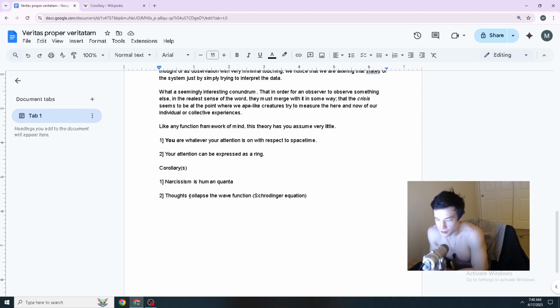Corollaries are narcissism as human quantia, which is this idea that in order for humans to interpret reality, we have to essentially layer it with a veil of narcissism just in order to begin to understand it. And then thoughts collapse much like a wave function. So one thought experiment that helped me get to that corollary was simply trying to imagine the task of, let's just say, trying to do addition between various examples, as well as trying to, say, remember a traumatic event.